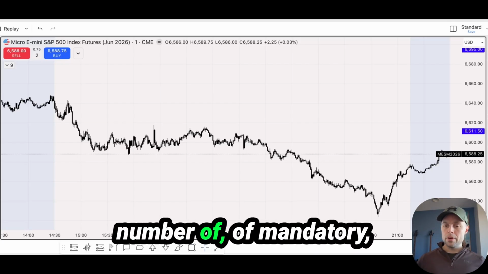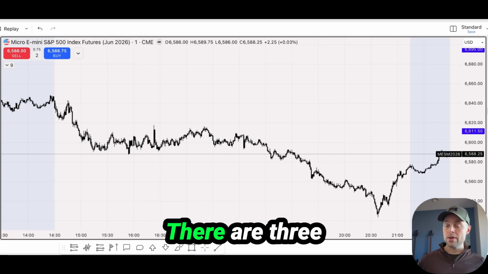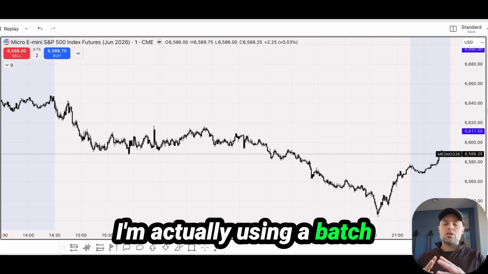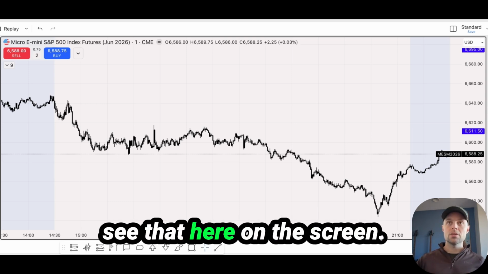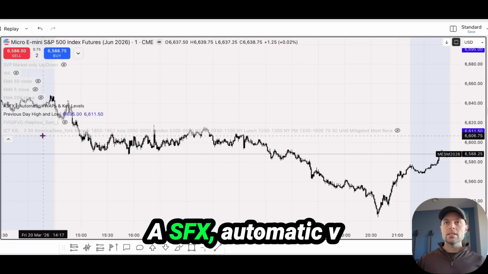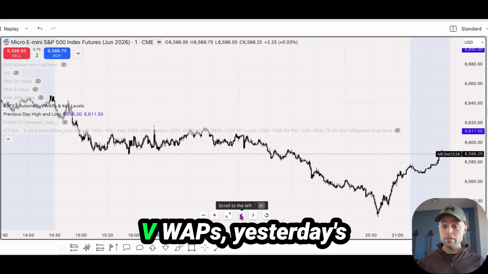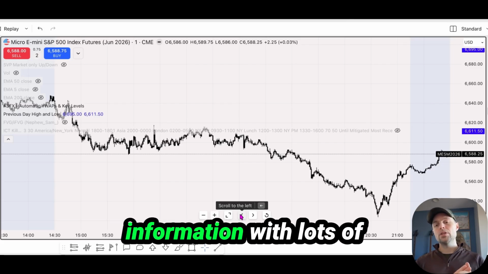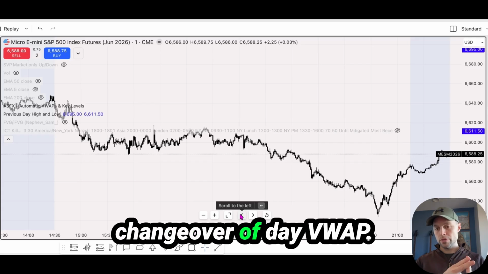Then there will be a number of mandatory indicators that I use to begin with. There are 3 key indicators. I'm actually using a batch of indicators made up as one by ASFX. I think it's called the, you can see that here on the screen, it's called the ASFX Automatic VWAPs and Key Levels. So that includes 3 VWAPs, yesterday's New York session VWAP, because it carries information with lots of volume from the day before.